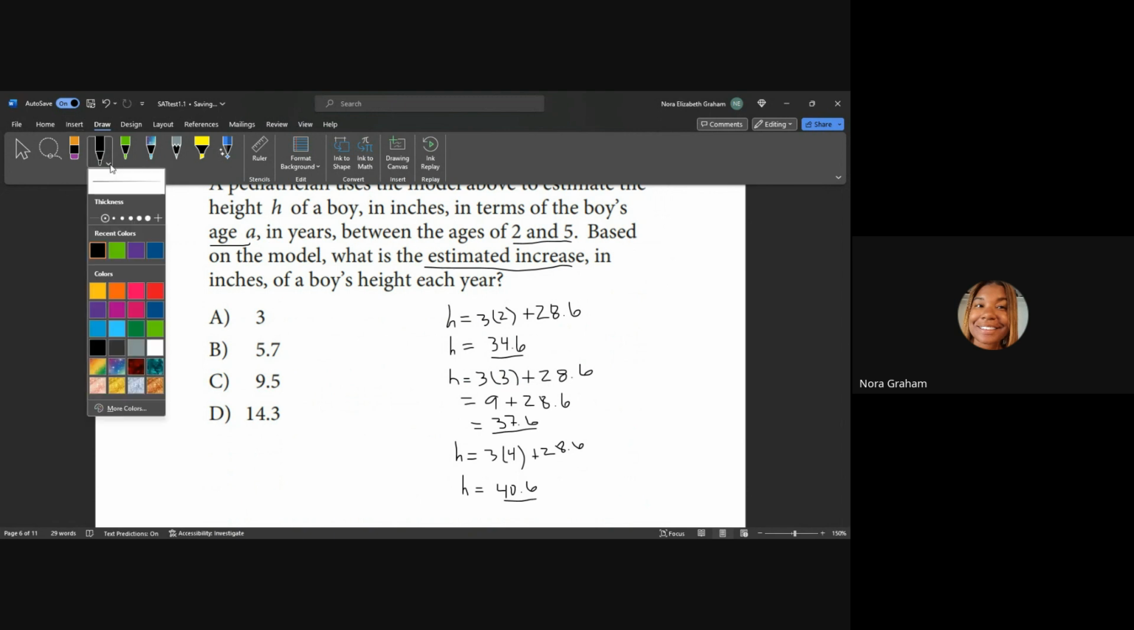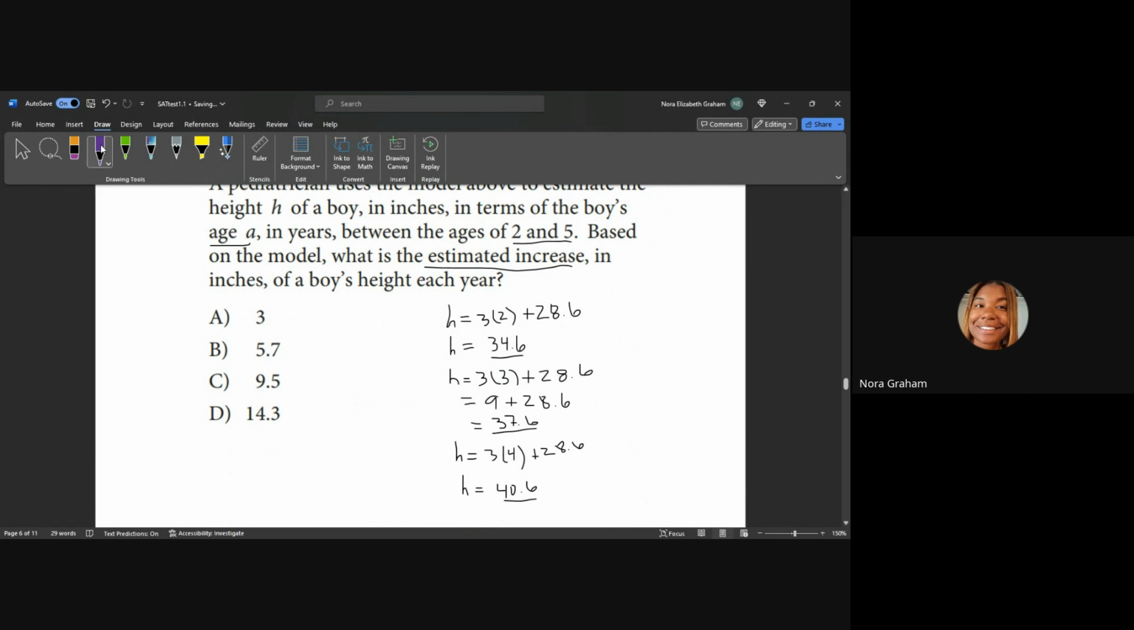In math, when you want to see how something changes or the differences between something, you subtract them. So if I do 37.6 minus 34.6, I'm increasing by 3 to get to that height. Now let's see if we can find a pattern. If I do 40.6 minus 37.6, again, it's going to be 3. I'm pretty sure if I find the height of a 5-year-old, I'm going to get the difference between that outcome and 40.6 to be 3. So we can safely say that the estimated increase is 3 inches for each age.